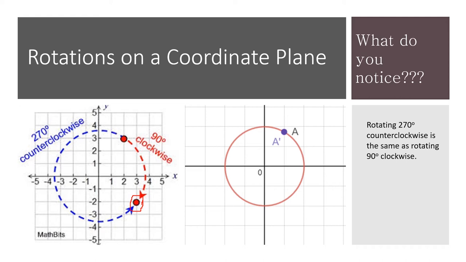If you notice in the second graph, we have A and A prime. They're in the same exact spot. So therefore, anytime we rotate 360 degrees in either direction, it'll give you two images in the exact same location.